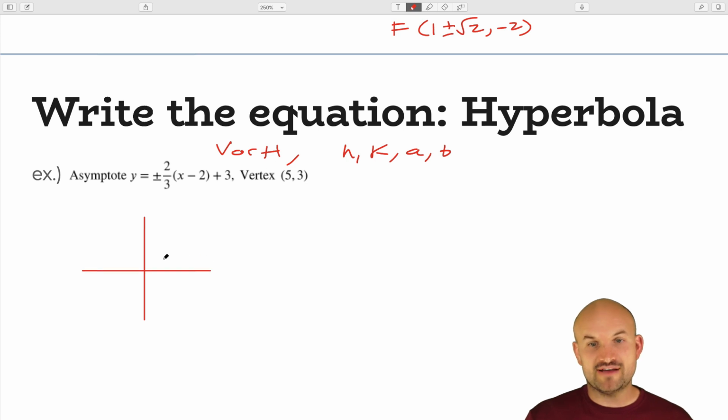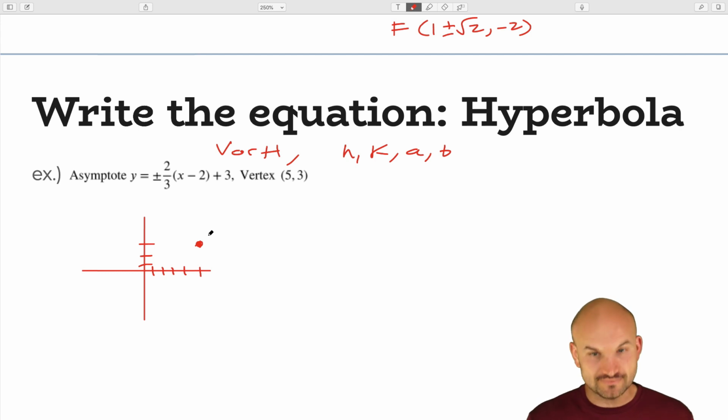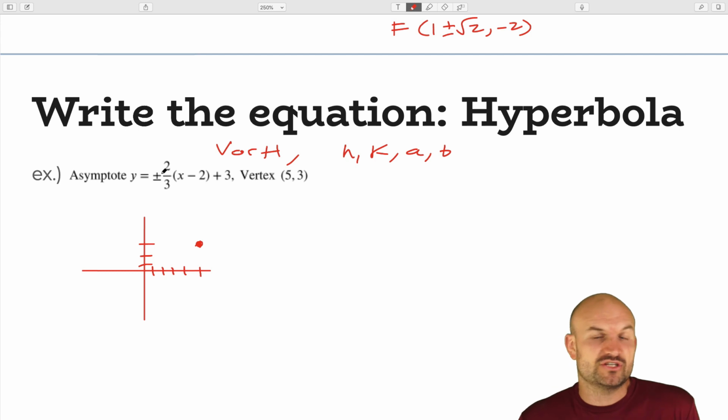Okay, so I have the point 5, 3. So 1, 2, 3, 4, 5, 1, 2, 3. So there's the point 5, 3, which is my vertex. Now again, remember the vertex lies on the transverse axis. My next point is my asymptote, which again, remember the asymptote is b over a or a over b. Right now, we don't have enough information to determine which one's a, which one's b.